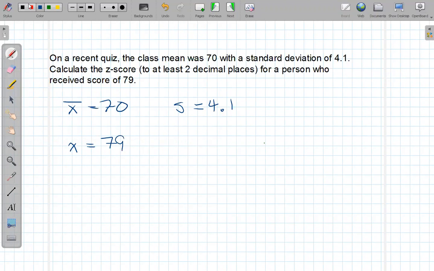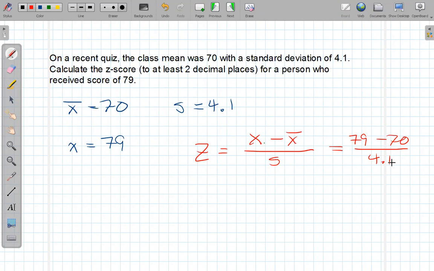So to find the z-score based on that, I first find the deviation, which is the X value minus the mean. So the X value is 79, the mean is 70. And then we divide by the standard deviation, which is 4.1. So then I would whip this out in a calculator. Keep in mind, calculators sometimes require parentheses. The big fraction bar implies there's a parentheses around the top. This should be a positive z-score because this person is above average.